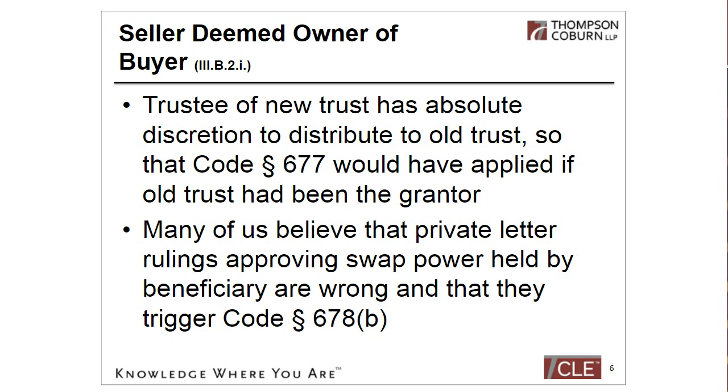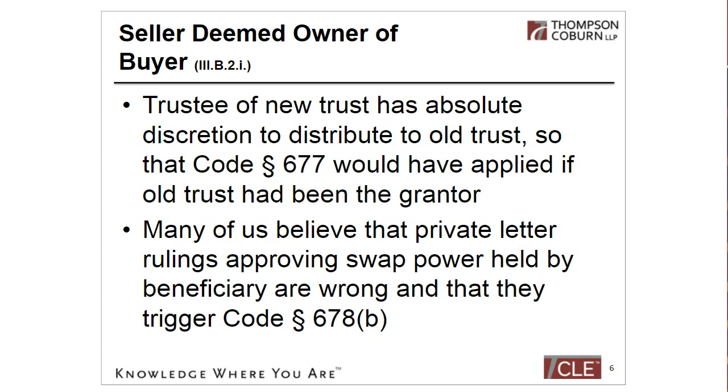Now, that language, we don't really know what it means, but the IRS in numerous private letter rulings has said that the lapse of the withdrawal right is equivalent to this partial release or modification. You have to have that. So you have the lapse, and then you have to have it so that the beneficiary who had the right to withdraw, which again is the old trust here, has some kind of a power that would have made it be the deemed owner under the grantor trust rules.